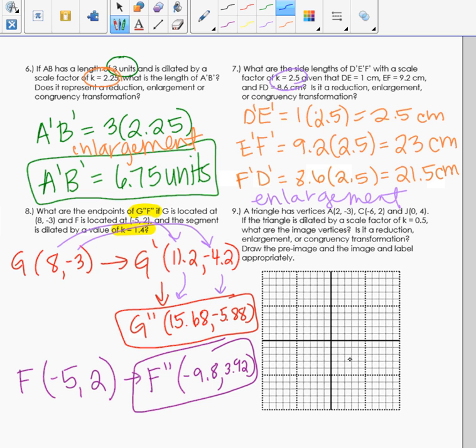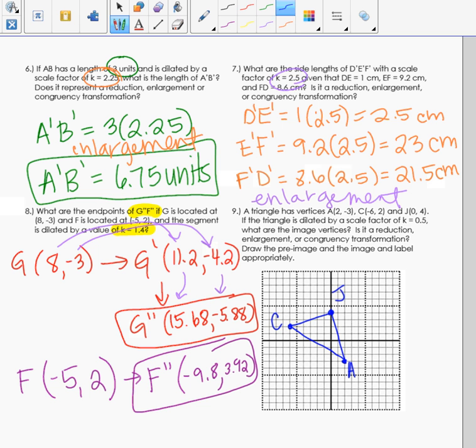A is at 2, -3, so we're here. Okay. C is at -6, 2. And J is at 0, 4. So this is my pre-image. Whoops, not 4. Let's try J on for size. There we go. All right, so it looks like, wow, I am killing it today, guys. All right, looks like this. Sorry about the bell. So that's your pre-image.